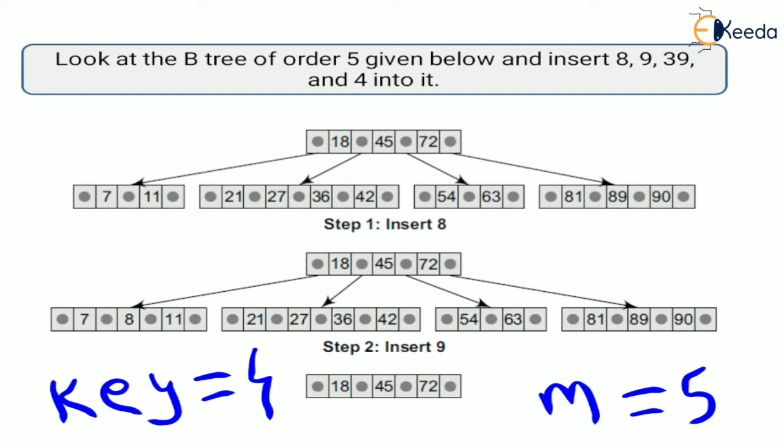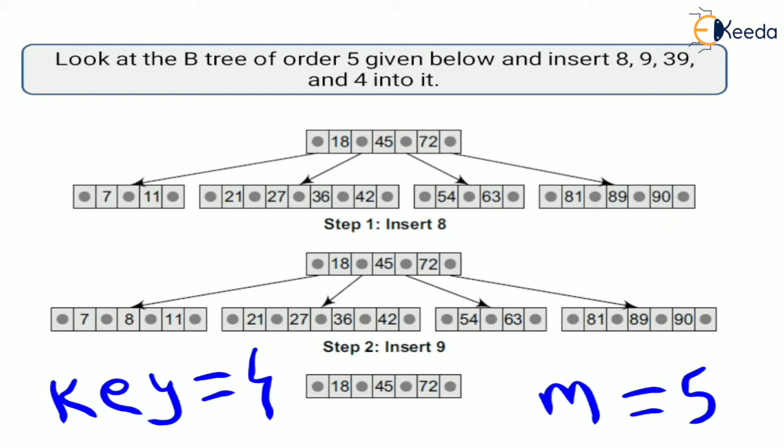As we studied, insertion should be placed at a leaf node, so we have to check whether the leaf node follows the rule of m minus 1. Here the value of m minus 1 is 4. So if the leaf node contains 4 values, then we have to split that node into two parts.